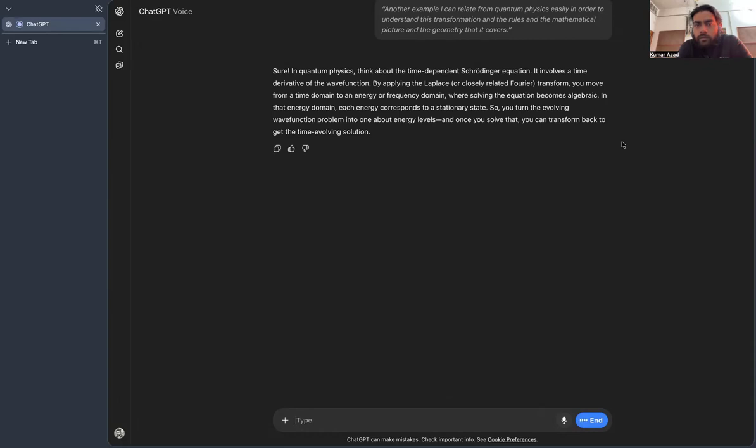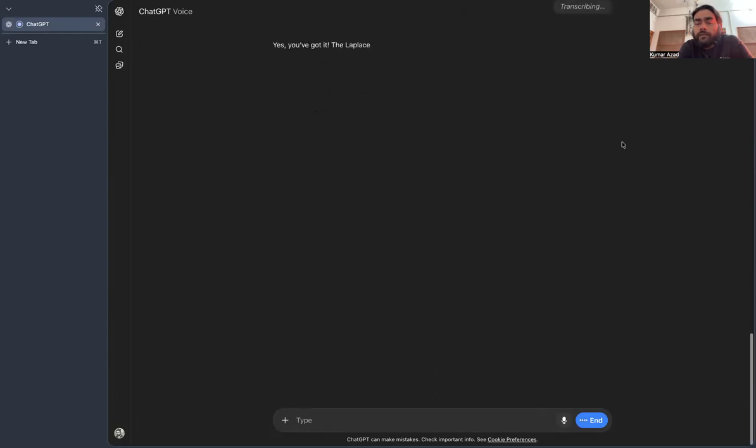So once you solve that, okay. So there is a time dependent Schrödinger equation. It involves a time derivative of the wave function. Okay, by applying this Laplace transform, we can move from time to energy or frequency domain easily. So given the time domain interaction picture, we can easily move to energy and frequency if the time domain is known through this Laplace transformation, and the equation becomes algebraic. Oh, that's what you are suggesting.